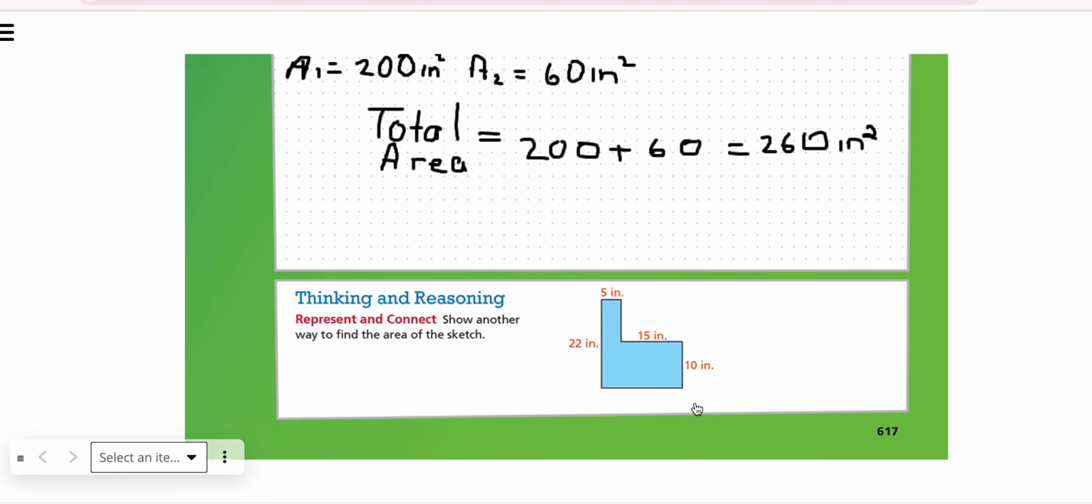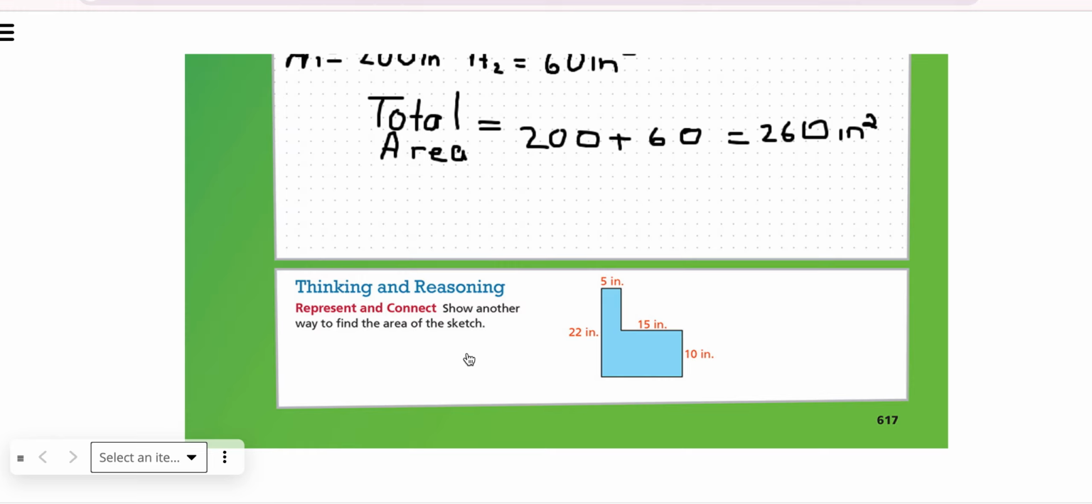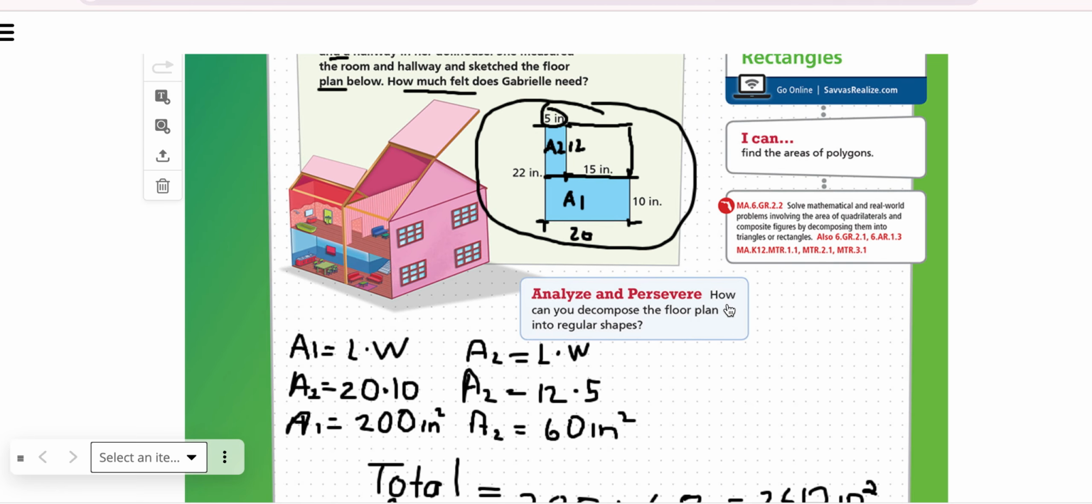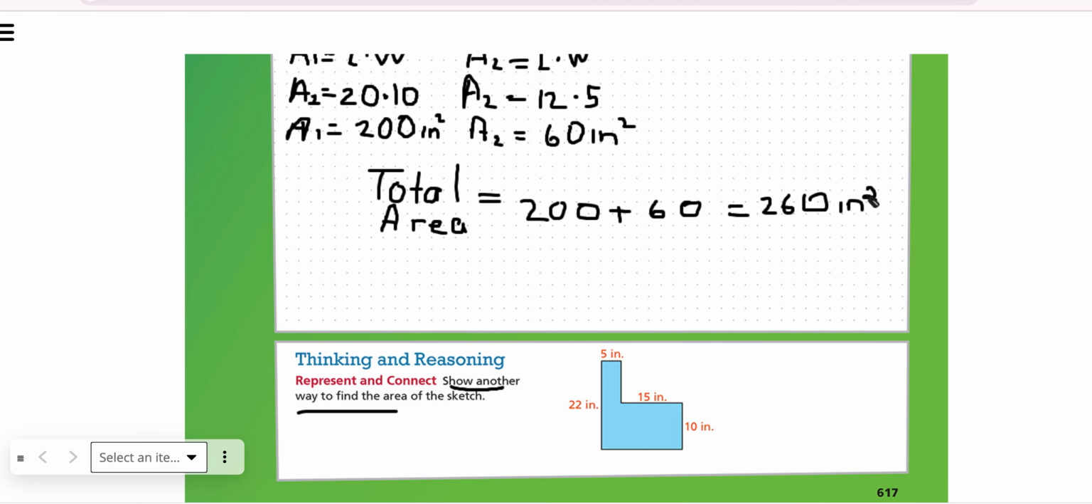Okay, so let's look at the bottom part of page 617. Thinking and reasoning. Show another way to find the area of the sketch. Okay, so there's more than one way. We did it this way by cutting it here, but I can do another way.